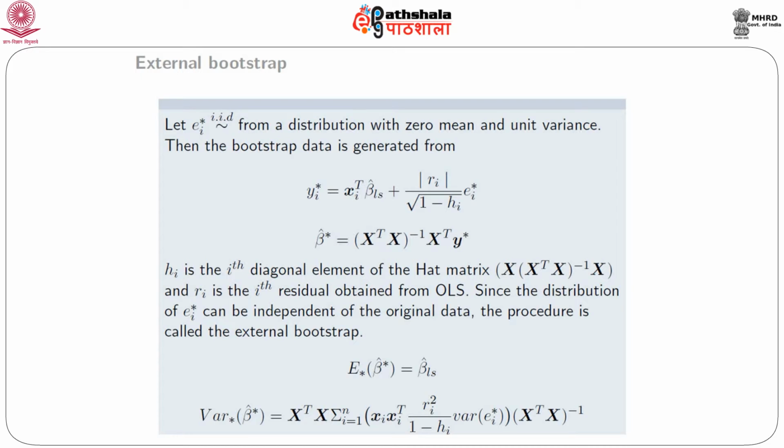Now, since the distribution of e_i star can be independent of the original data, the procedure is called an external bootstrap. And here also it can be seen that under the bootstrap, the expectation of beta hat star is equal to beta hat from the ordinary least squares, and the variance of beta hat star has this particular form.